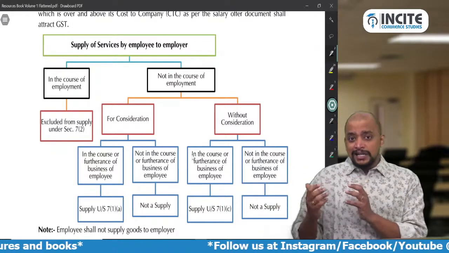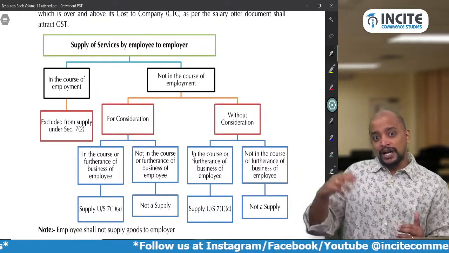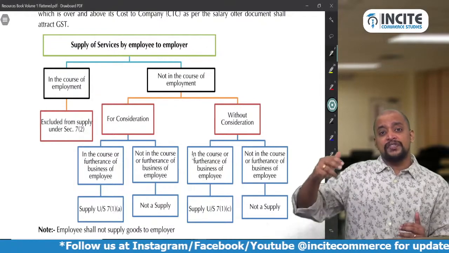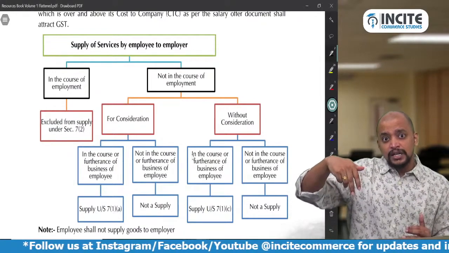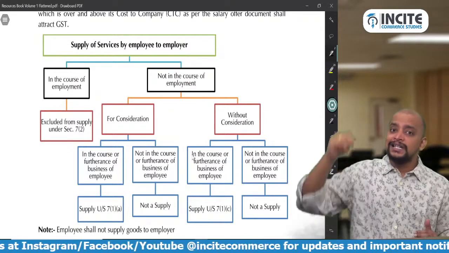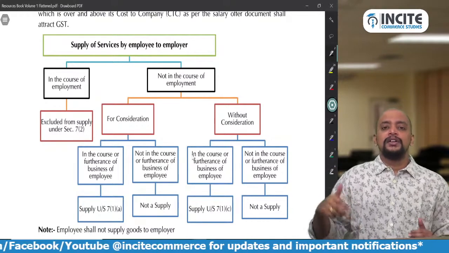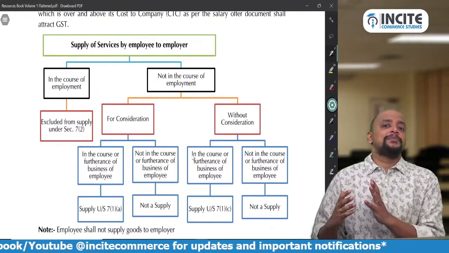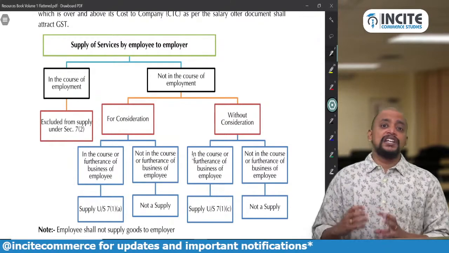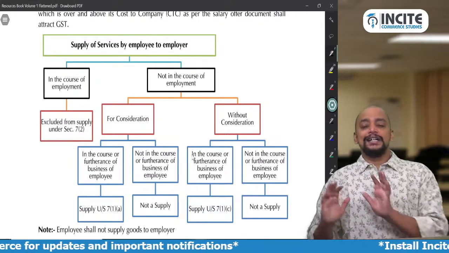Now, is it for consideration or without consideration? Say they paid 1 lakh to him. So for consideration. Is it in the course or furtherance of his profession? So is it in the course or furtherance of the profession of chartered accountant? Yes. So it is in the course or furtherance of his profession. So therefore, it will become supply under 7(1)(a). Which means, whether he needs to pay GST, sir? Yes, provided he registers. See, it is supply.